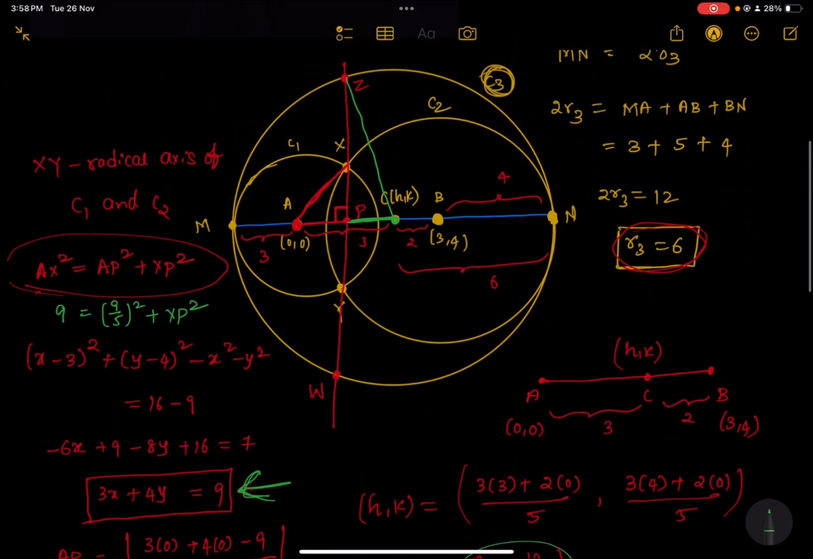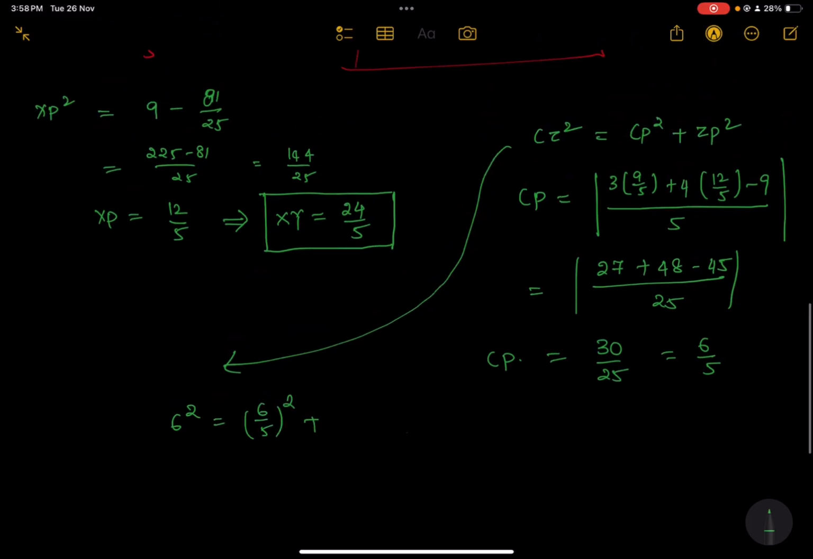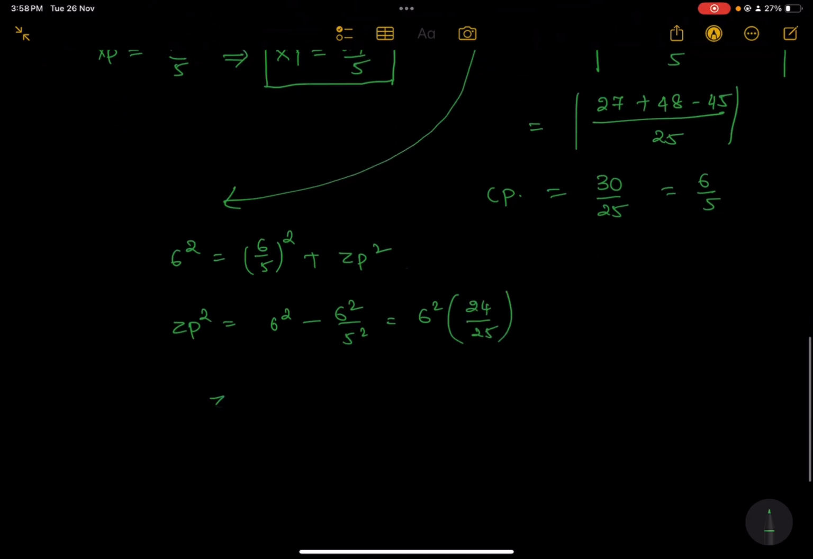Now let us go back and apply the Pythagoras theorem. CZ is the radius of the bigger circle, which is 6. 6 square is equal to CP square, (6 by 5) whole square, plus ZP square. So ZP square is equal to 6 square minus 6 square by 5 square. So this is 6 square into (1 minus 1 by 5 square). So that is 24 by 25. So ZP is equal to 6 by 5 into 2 root 6, so 12 root 6 by 5. So ZW will be just twice of this, 24 root 6 by 5.